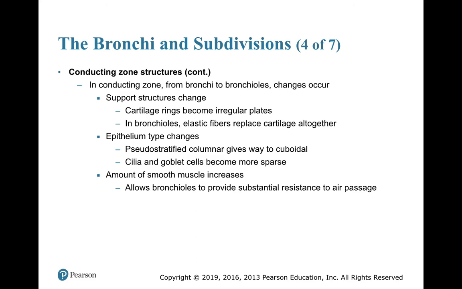In the conducting zone from the bronchi to the bronchioles, there are changes that will occur in the structures. The support structure, cartilage, will become irregular plates. In bronchioles, elastic fibers will replace the cartilage altogether. Epithelium type will change. Pseudostratified columnar is going to give way to cuboidal. Cilia and goblet cells are going to become more sparse. The amount of smooth muscle is going to increase. And that allows the bronchioles to provide substantial resistance to air passage, which we'll use to regulate the lungs, as we'll see later on.